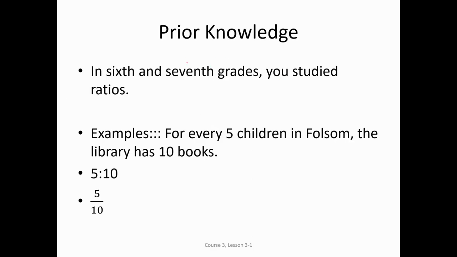So, in 6th and 7th grade, you studied ratios previously. For example, we did ratios about things like this. Say for every 5 children in Folsom, the library has 10 books. We learned that you could write a ratio like this. By writing 5 colon 10, we mean 5 kids for every 10 books. And we could also express that same ratio as a fraction. 5 kids meant the same as 10 books. Well, we're going to extend this idea of ratios. So this would be the relationship between the number of kids and how many books the library has.